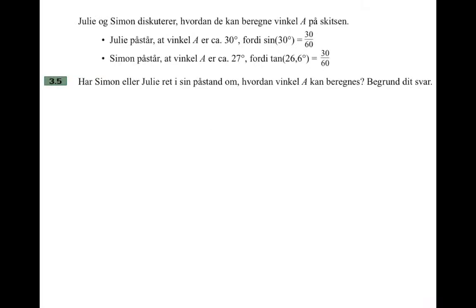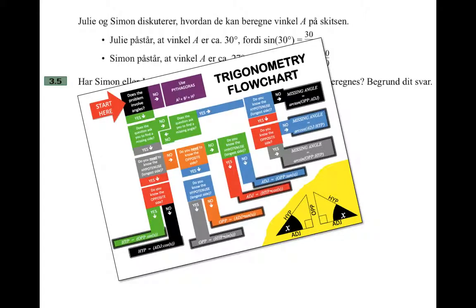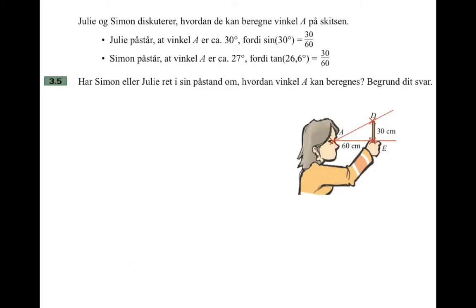Julia and Simon are discussing how they can calculate angle A on the sketch. Julia claims that angle A is 30 degrees because sine 30 is 30 over 60. Simon claims that it's 27 because tan 26.6 is 30 over 60. Are Simon or Julia correct in their claim about how angle A can be calculated? Justify your answer. So you might use my little trigonometry flowchart to help you with that. You might not, but let's have a look at it.